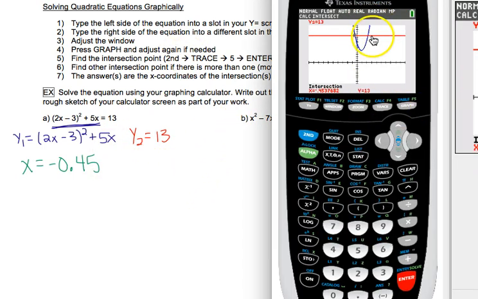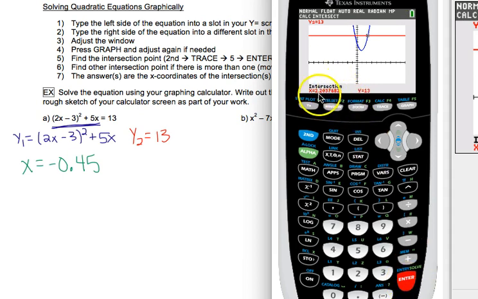Then I need to find the other intersection point. So I go back to second trace, choice 5. If you don't move the cursor, it's just going to keep finding the same one. So I move the cursor over so that it's closer to the other one, and now I'm going to press enter 3 times. 1, 2, 3, and there's my second answer.